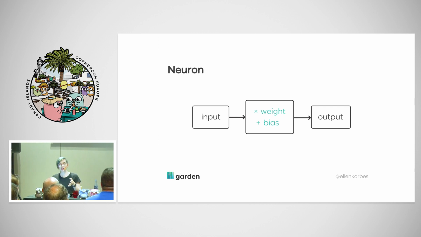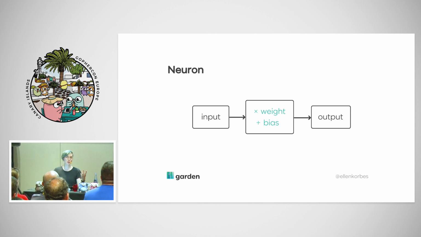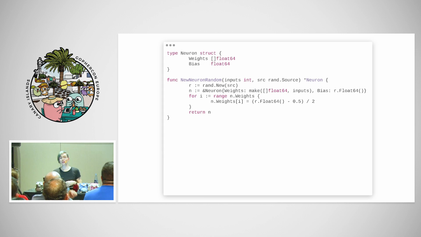At the end of this process, I'm going to sum up all of the values. So if I have 3 inputs, I multiply them by 3 weights, I'm going to have 3 outputs. I add them all together, and then I add a bias at the end. And I'm going to explain what the bias is soon. Let's look at what this looks like first.